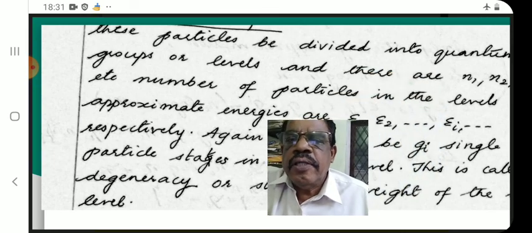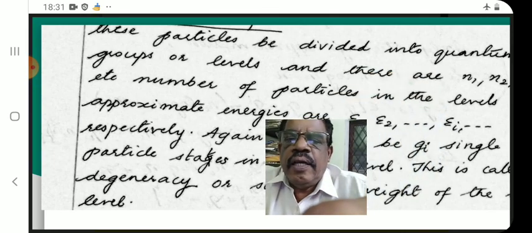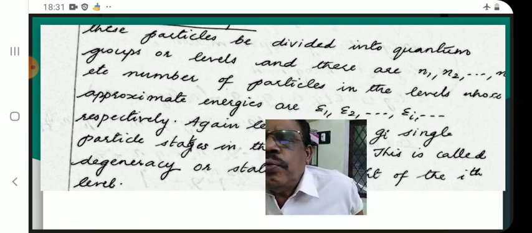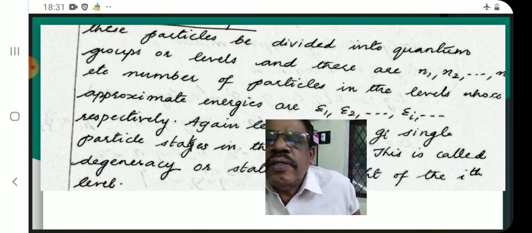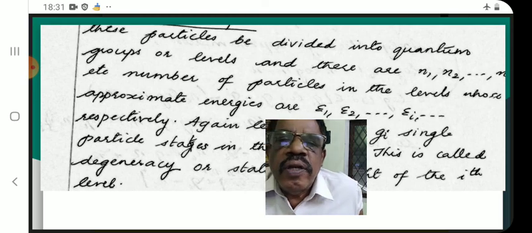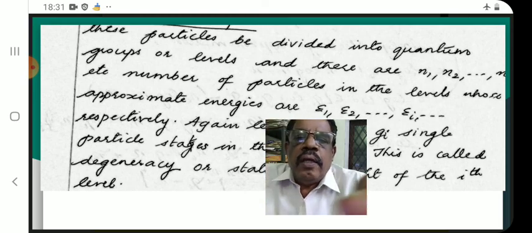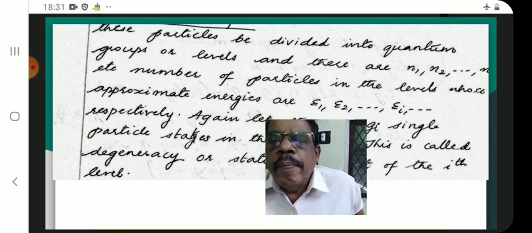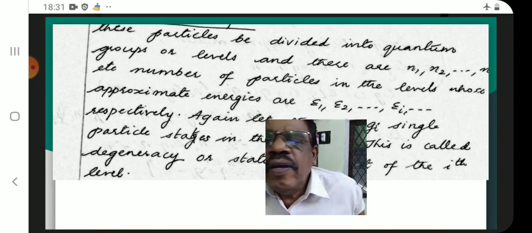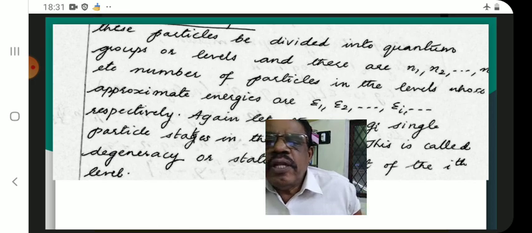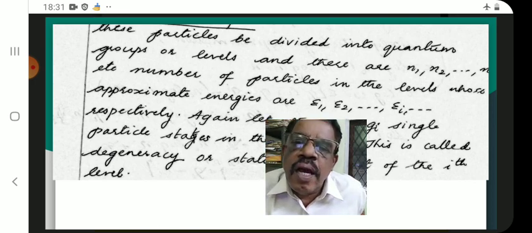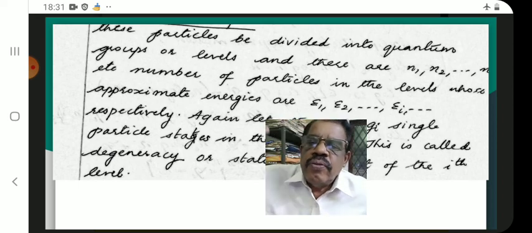Let these particles be divided into quantum groups or levels, and there are N1, N2, etc., Ni, etc., a number of particles in the levels whose approximate energies are epsilon 1, epsilon 2, epsilon 3, etc., epsilon i, etc. that we have seen in the figure.